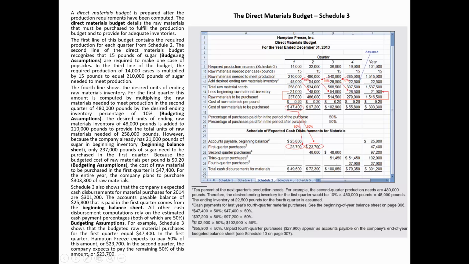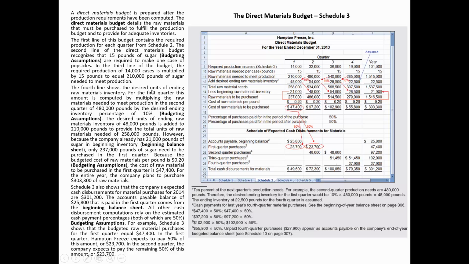The second line of the direct materials budget recognizes that 15 pounds of sugar, from the budgeting assumptions, are required to make 1 case of the popsicles. So 15 pounds is going to be needed for each case. So the raw materials needed to meet production is going to be the 14,000 cases multiplied by the 15 pounds you need per case, and so the total raw materials needed will be 210,000. Okay, so now we know where the 210 came from.